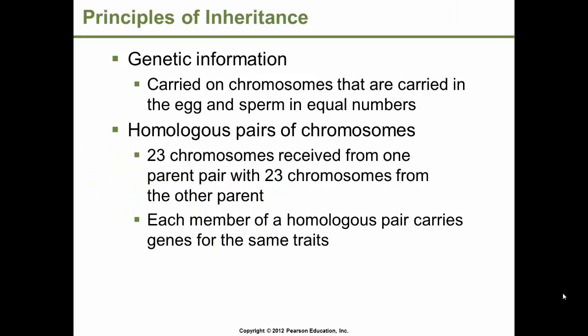The genetic information is carried on chromosomes in equal numbers in the egg and the sperm. The homologous pairs of chromosomes are also referred to as homologs. There are 23 chromosomes received from one parent, paired with 23 chromosomes from the other parent. Each member of the homologous pair carries genes for the same trait.